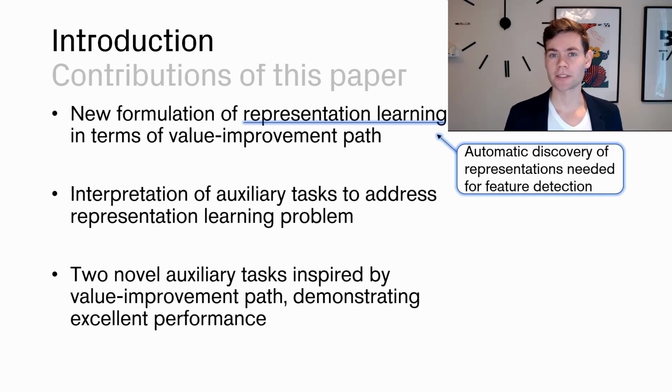In addition to this, the paper gives an interpretation of auxiliary tasks. Auxiliary tasks are extra or additional tasks that you can add to your environment in order to improve learning rates or convergence properties of your algorithm. This is something that's been proposed before, nothing new, but what is new is that this paper gives an interpretation of auxiliary tasks to address the representation learning problem specifically. It also gives two novel auxiliary tasks inspired by the value improvement path, and they demonstrate excellent performance on the Atari suite of games, which is what this paper was tested on.